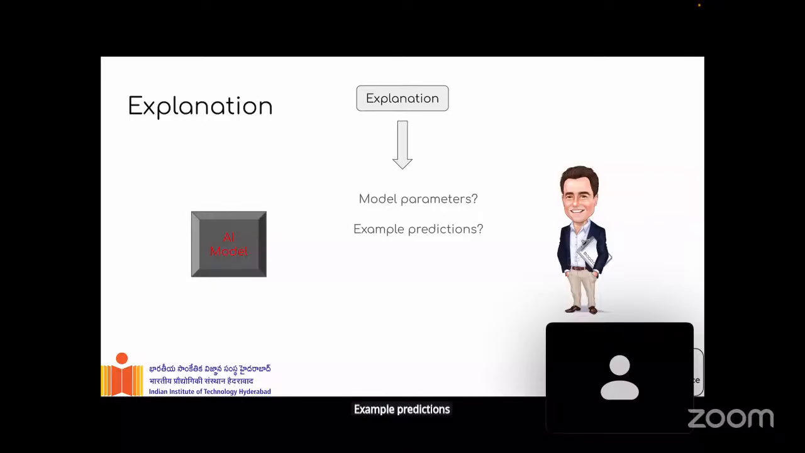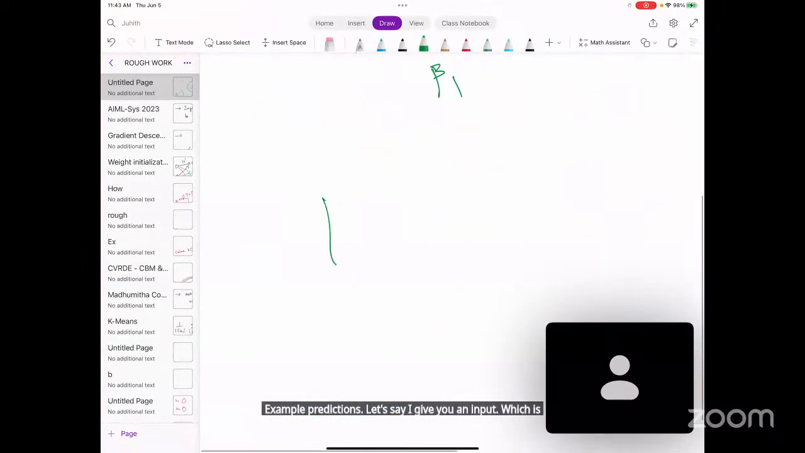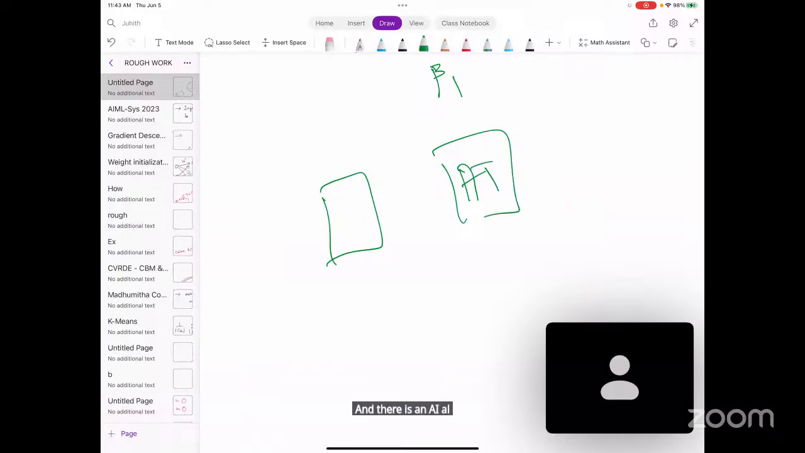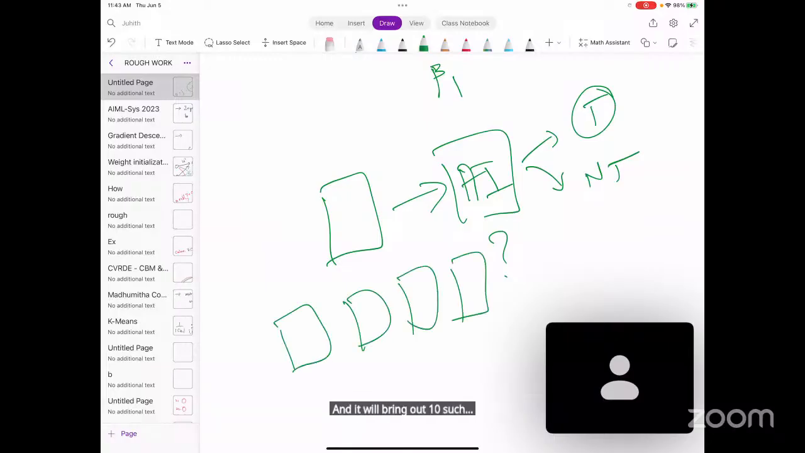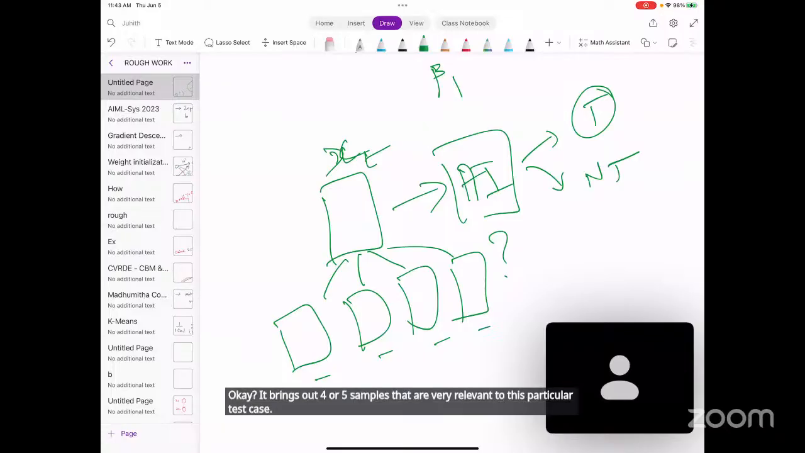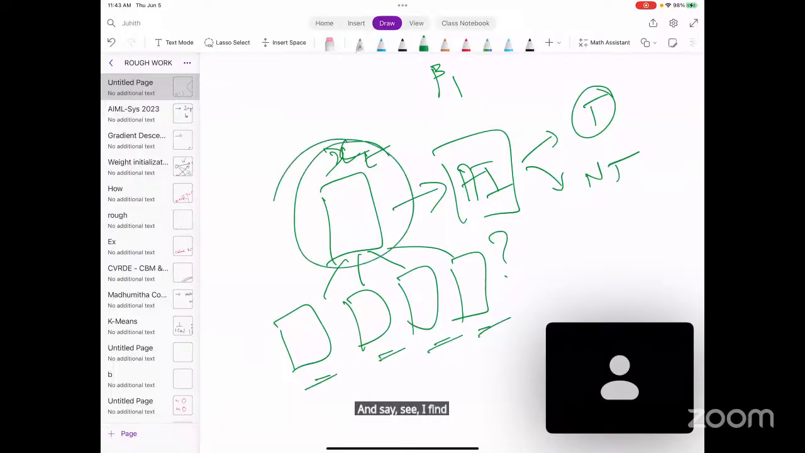Let's say I give you an input, which is an X-ray image, and there is an AI algorithm which is classifying this as tumor or not tumor. Let's say it predicted tumor, and the medical expert will ask why, and it will bring out 10 such training data very similar to the testing data, this particular X test. It brings out 4 or 5 samples that are very relevant to this particular test case, and says, see, I find this test input is very similar to this training data, and all these training data are labeled as tumor, tumor, tumor.